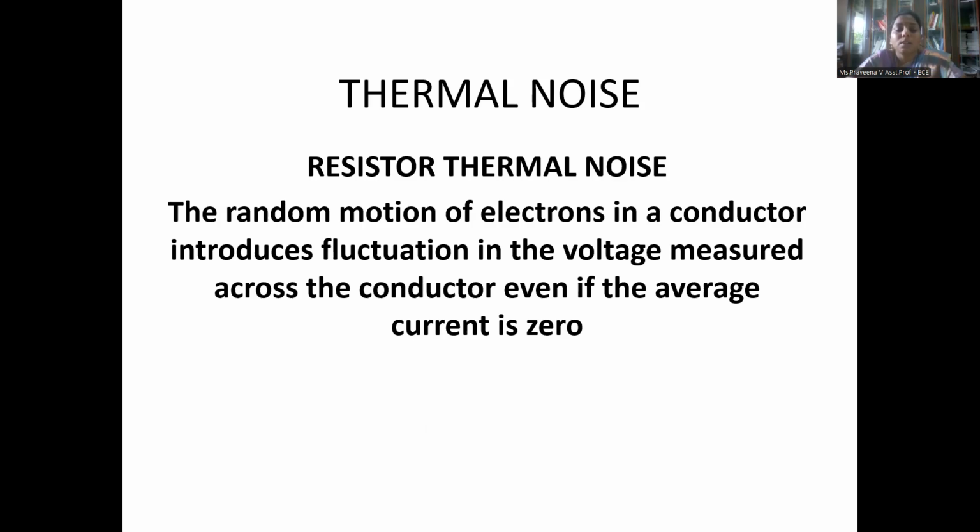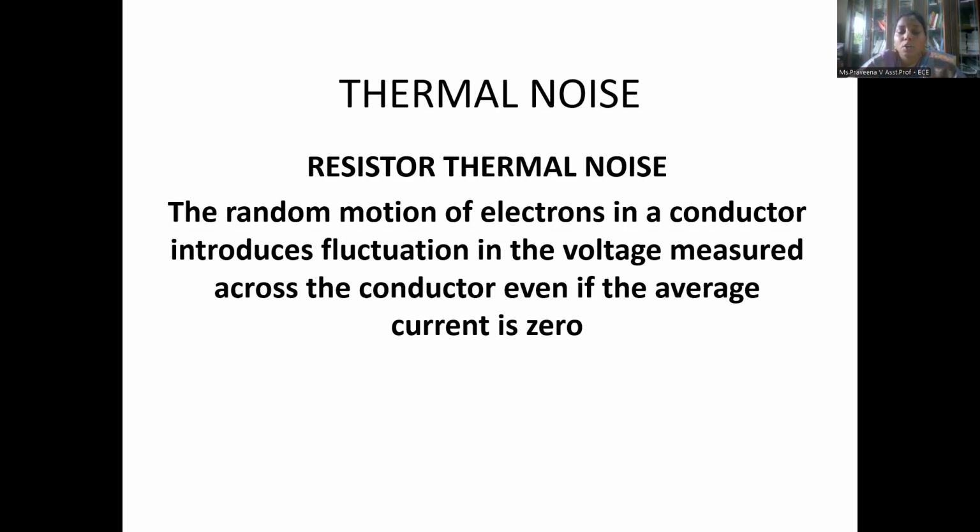First is thermal noise. Thermal noise is caused by the random motions of electrons within a conductor due to the thermal energy, even when no current is flowing. This random electron movement produces small voltage fluctuations across the resistor, and it is also called Johnson-Nyquist noise. So even when there is no current flow, there will be some random motions of electrons, and that produces voltage fluctuations across the resistor. That is called Johnson-Nyquist noise.